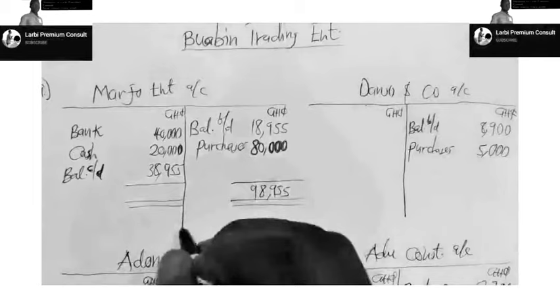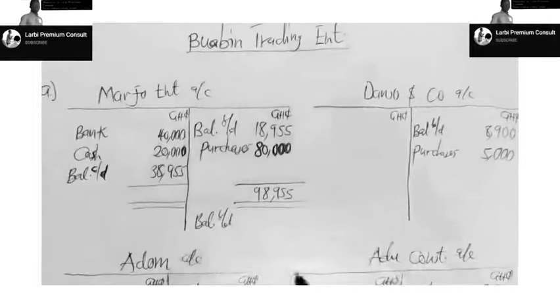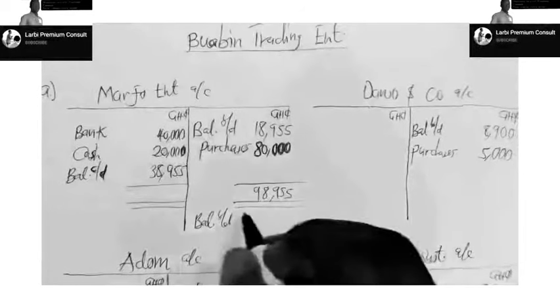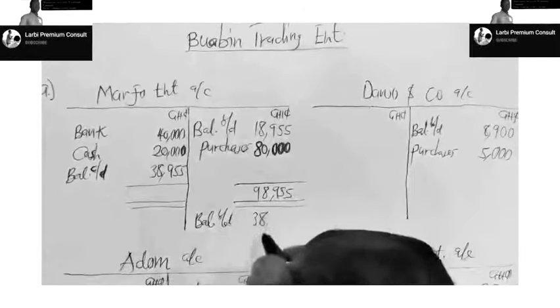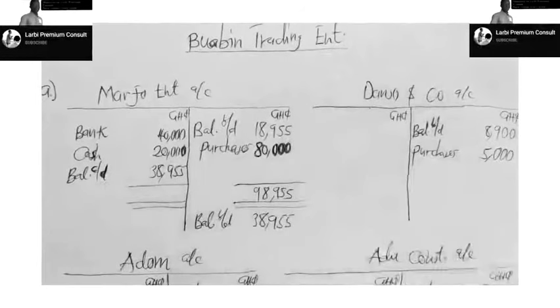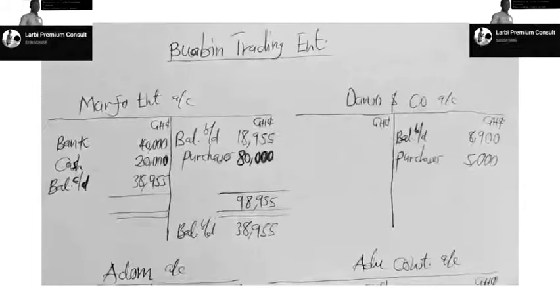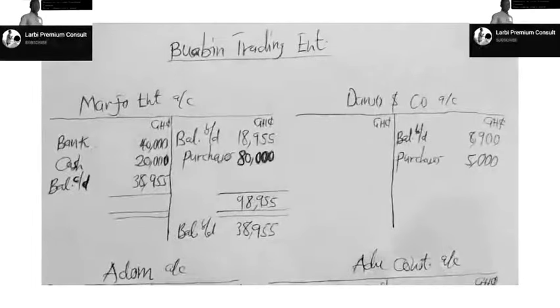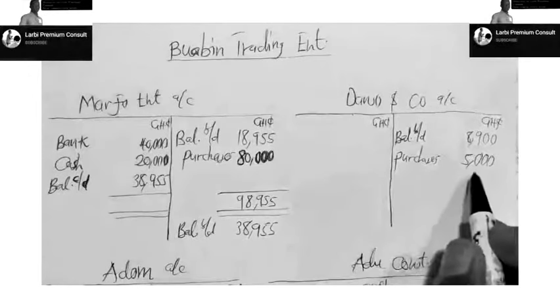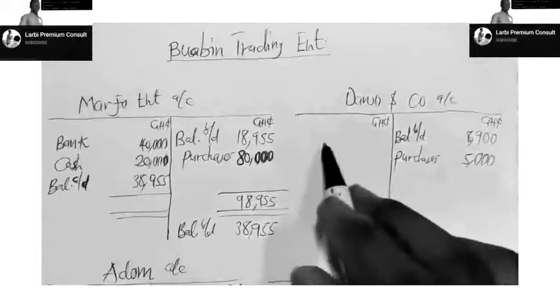After that, you bring it here as an opening balance. The balance brought down of 38,955. I hope that is clear. So that will be for Marfo. Then you do the same for Danso. So you just have Danso here. You can see that the credit side of Danso is greater, because you don't have anything at the debit side. So the balance will be here, right?